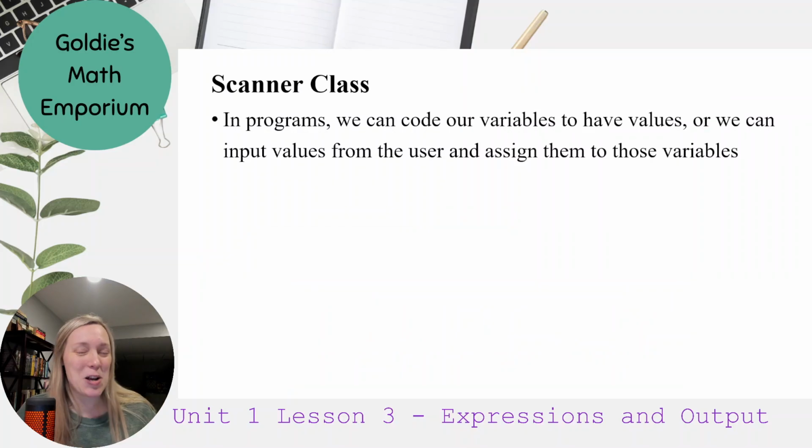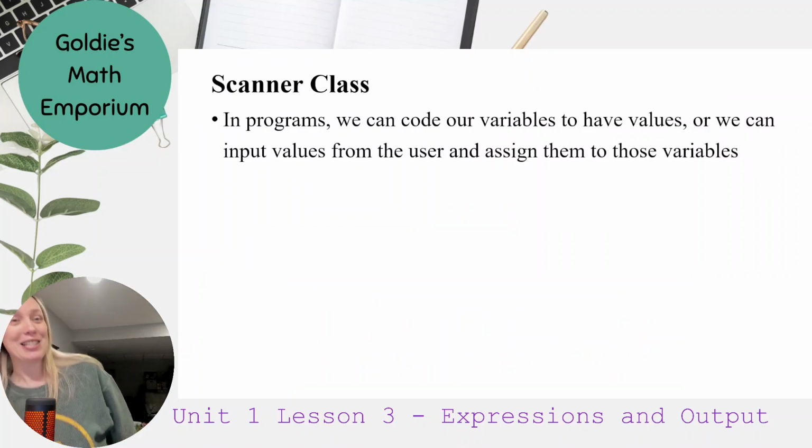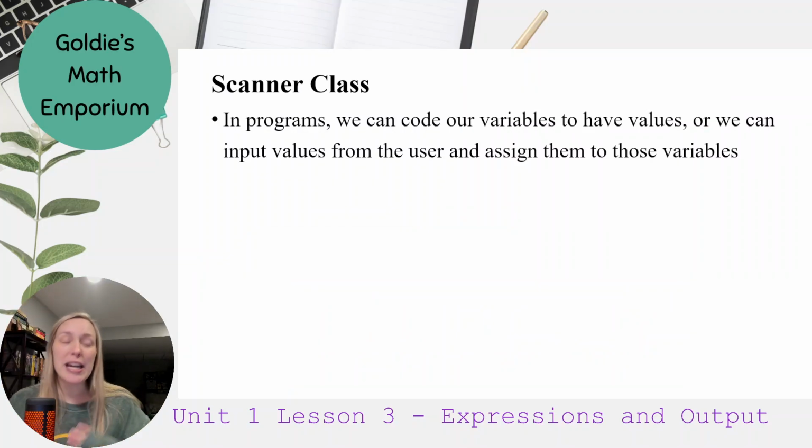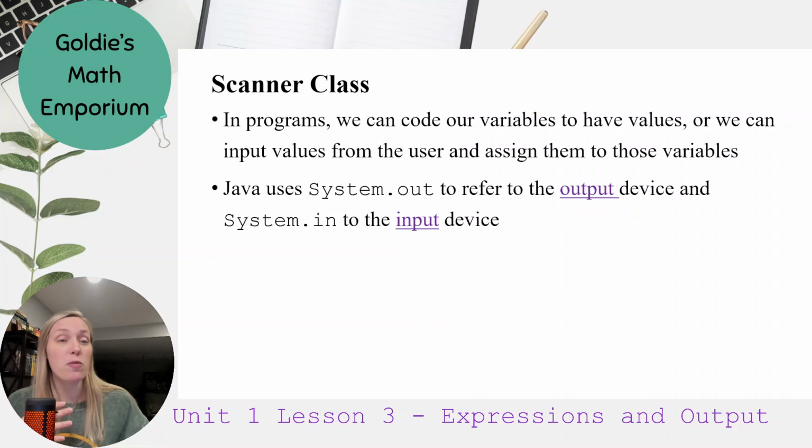The next thing we are going to cover is our input. So in our input, we can have different types of input, from the keyboard, from the microphone, from the camera, whatever it is. We are going to talk about how we use the Scanner class to get that input. So what we've used before, we use System.out, and that refers to the output device. And System.in refers to the input device. You see how that works?